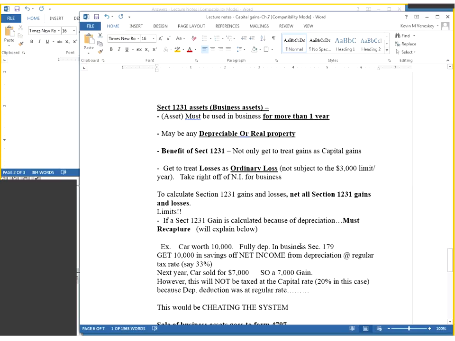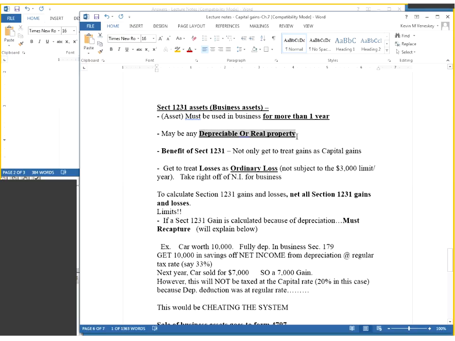Okay, last section. So this whole section before, we talked about capital assets. Those were personal use assets and items for investment like stock. The last section has to do with business assets. Anything in the business, remember those are called personal property, which is different than personal use property. Personal property in the business is called Section 1231 assets.